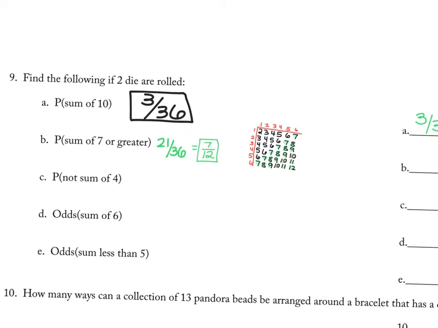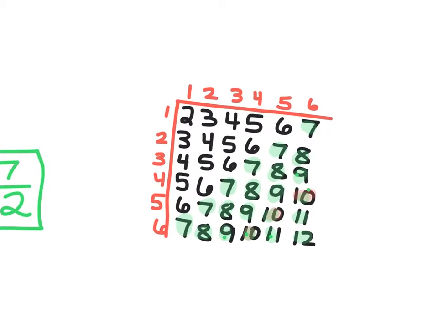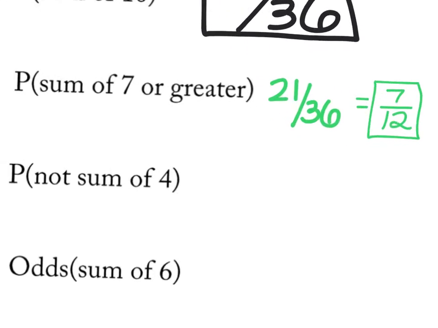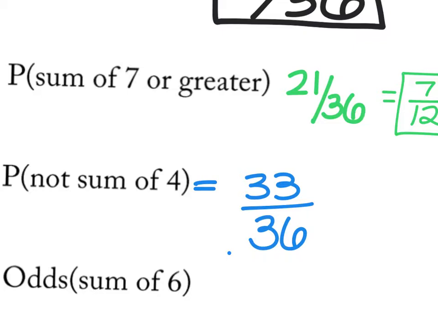Probability that the sum is not 4. Okay, well, looking at the chart, 1, 2, 3 possibilities would be a sum of 4. So for it not to be a sum of 4, there are 33 out of 36 possibilities. Okay, so that reduces to 11 out of 12.